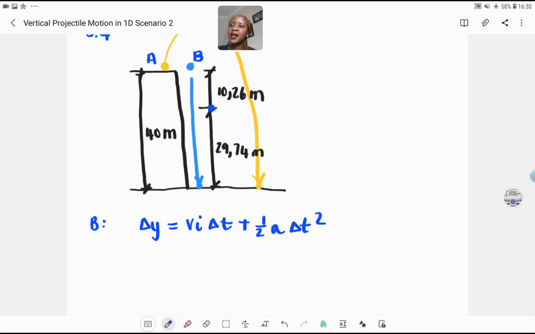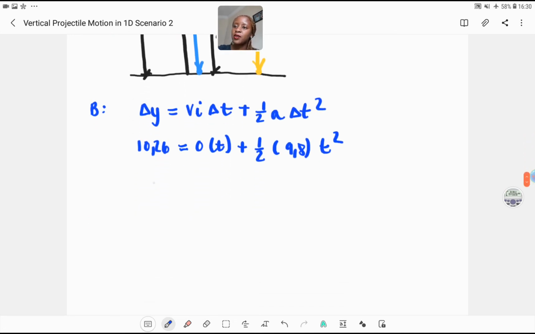All right, so we have our delta y, and we've taken downwards as positive. Remember, if you choose downwards as positive for all the questions, you're going to have to remain with that decision. So 10.26, that will be positive. My initial velocity is 0 because it's dropped, it's not thrown. And then gravity acting downwards, it will be positive. So my unknown is t.